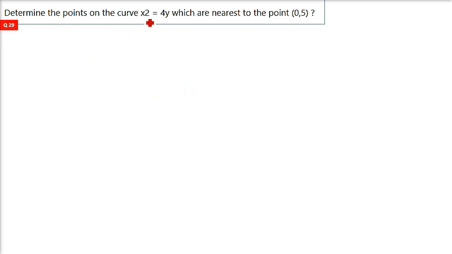Determine the points of the curve, this one, x square equals 4y, which are nearest to the point 0,5.